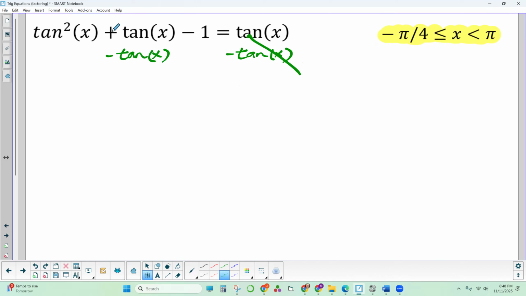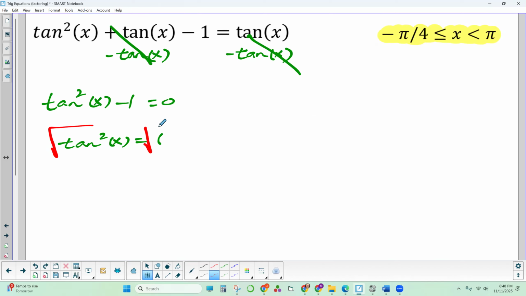Okay, so that's gone. These cancel out. I'm left with tangent squared x minus 1 equals 0. So I'll move over the 1. Tangent squared x equals 1. And I don't want tangent squared x, I want tan x. So I need to take the square root of both sides.